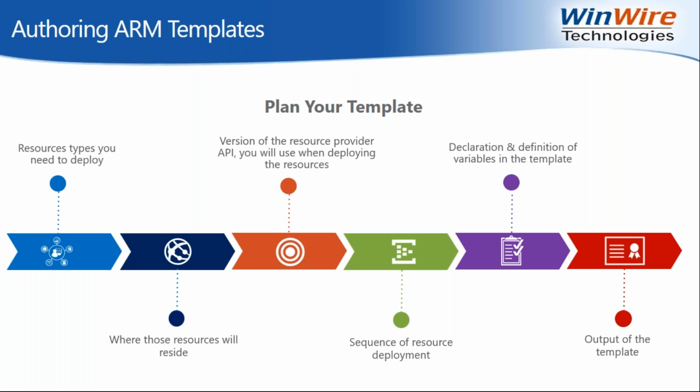And then the final one would be the output of the template. We can actually configure what is the output that we would like to see after the template has been deployed. It could actually give us a summary of the deployment and provide us with the host name, the username, the IP address of the machine or the resource that has been deployed onto Azure.